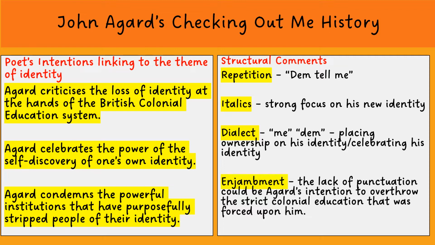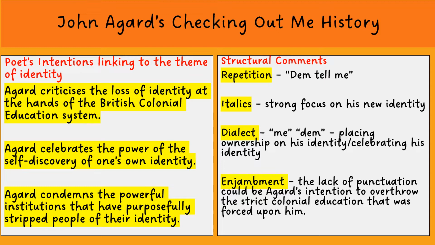Okay, so the first poem that we're going to investigate is John Agard's Checking Out My History. We're going to look at the poet's intentions, any structural comments that you could make, and language analysis, and for each language analysis there is a key link that you could make to The Emigree. Then we're going to explore The Emigree's intentions, structural comments, key analysis, and any other links that you can make to John Agard. So this is looking at how you might compare these two poems if the theme of identity came up and one of these poems came up as well.